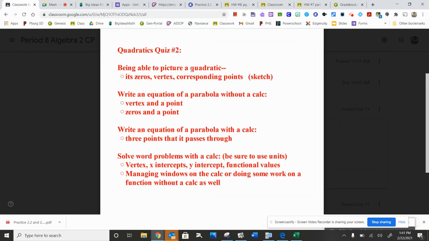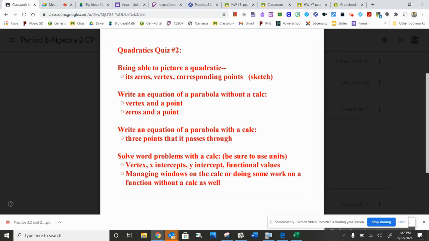The last part is being able to solve word problems with a calculator. I know some of you struggled with these in class, but concentrate on ones that we focused on in class. Those are the best ones. Any of the homework ones that we went over. And those key things we talked about.